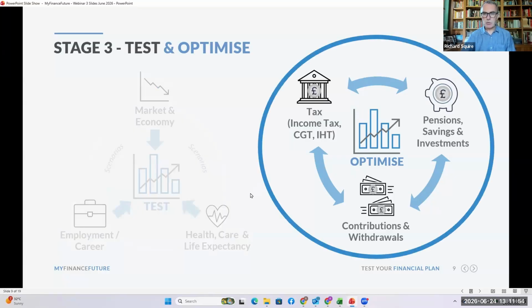We're now moving on to optimize, and essentially this is around the balance between your investments, how you contribute to and withdraw from them, and the tax implications of that, and trying to navigate the most efficient route through that, minimizing the amount of tax you pay overall across your lifetime.